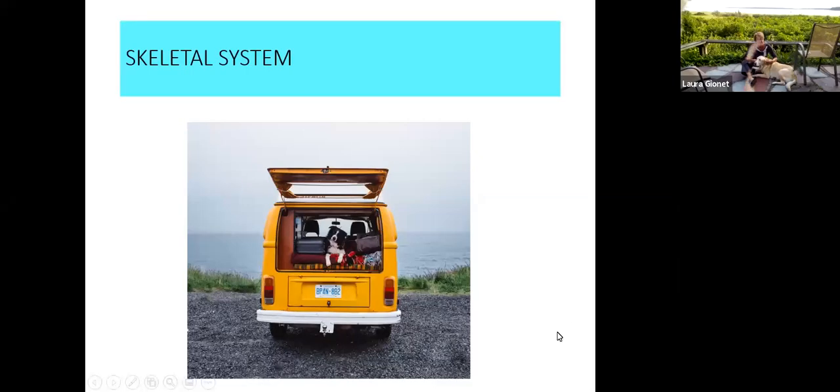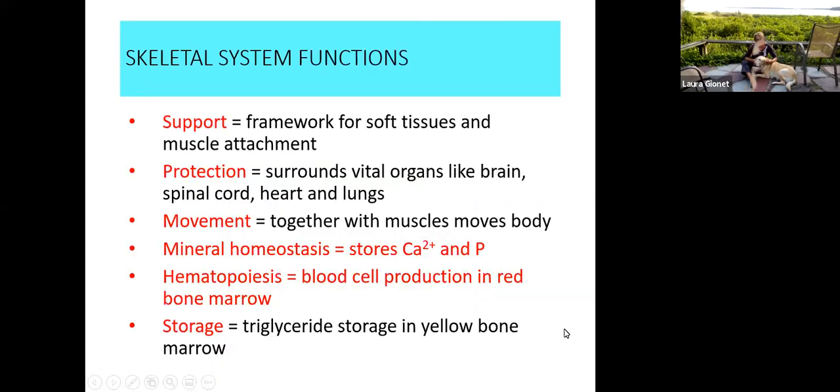All right, so we're going to begin the skeletal system. Skeletal system functions provide support, a framework for soft tissues and muscle attachment. Generally, what we think about is the architecture of your body, the hard architecture that can withstand gravitational forces and for muscles to attach to. And then when muscles shorten and lengthen, it moves the skeletal system.